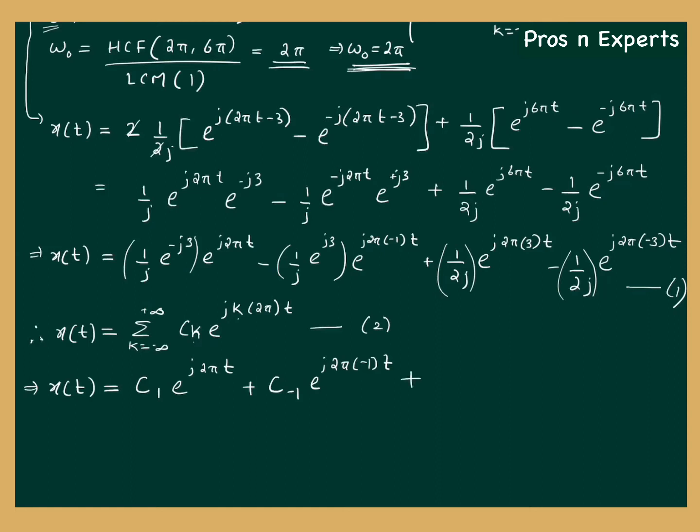Plus, now let us see the third term. Here e raised to j 2 pi 3t. Compare it with e raised to j k 2 pi t. What is k? K is 3. So this value is c3. So c3 into e raised to j 2 pi 3 into t. And the last term has the signal e raised to j 2 pi minus 3 into t. If you compare with e raised to j k 2 pi t, what is k? K is nothing but minus 3.